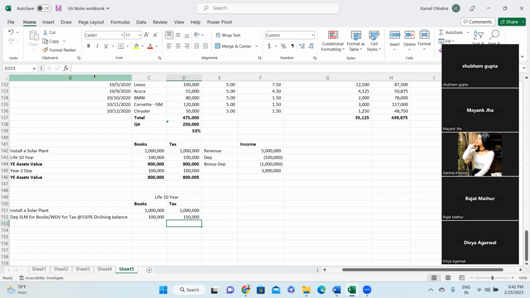So when you have more than 100% declining balance method, in the initial year, your tax will be less because your depreciation is more. And in later years, your tax will be more and depreciation will be less. Make sense? Yes.